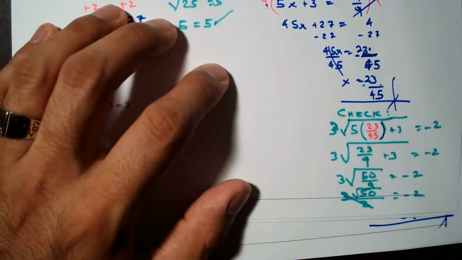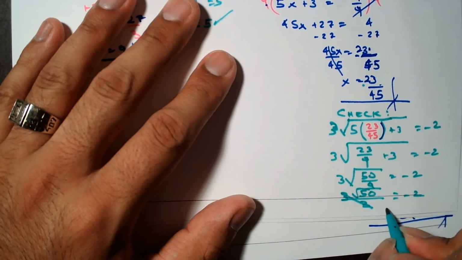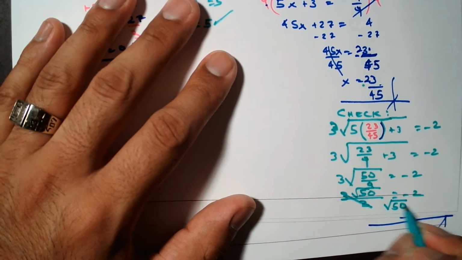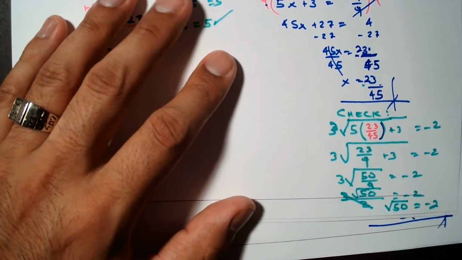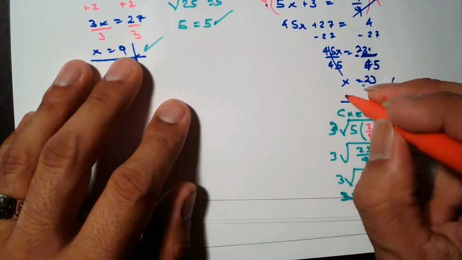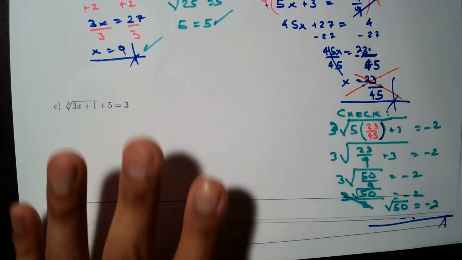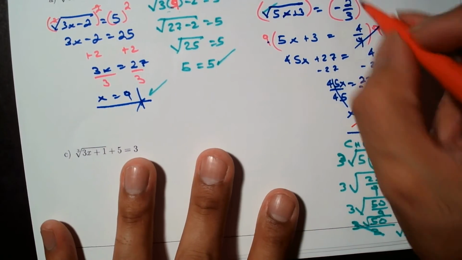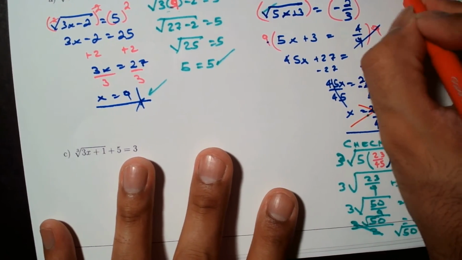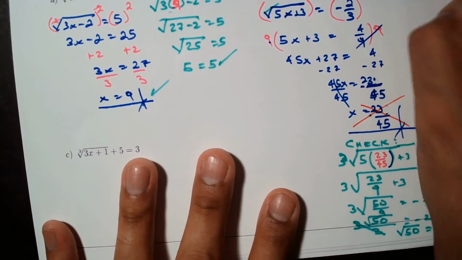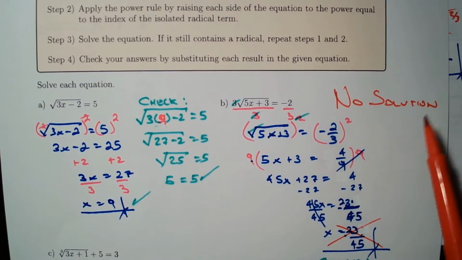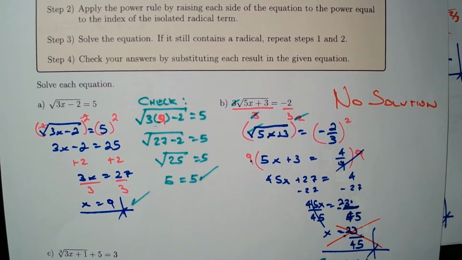The 3s cancel, and then we're essentially saying that the square root of 50 equals negative 2, which is not going to be a legitimate solution. So what we say in this case is no solution. All right, no solution for this equation.